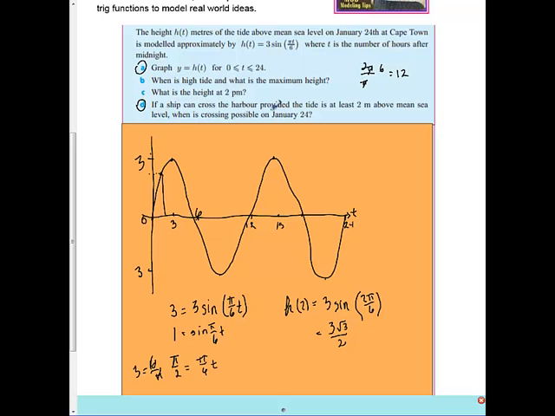And part D is the kind of more useful one. If a ship can cross the harbor, provided the tide is at least 2 meters above mean sea level, when is the crossing possible? Well, we can see from the graph that the tide has to be above 2 meters. So, we have to have at least 2 meters of depth. So the crossing is going to be between here and here, and then maybe once again between here and here.